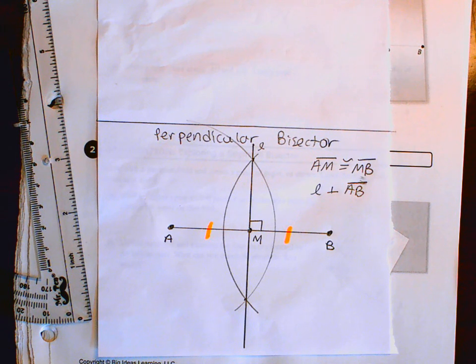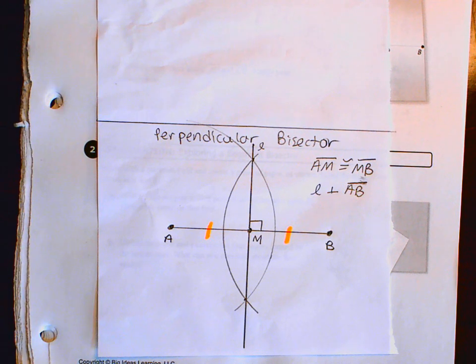Now, if you want to replay the construction, go ahead and do that. Pause it, go back to the place where you need to see it again, and do it again. There are tons of videos on YouTube on how to do a perpendicular bisector of a segment. The next one is a little bit more challenging.